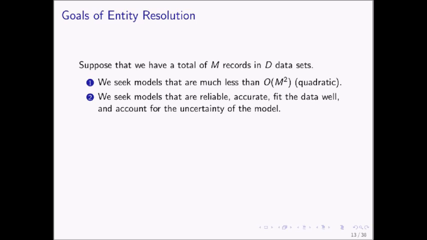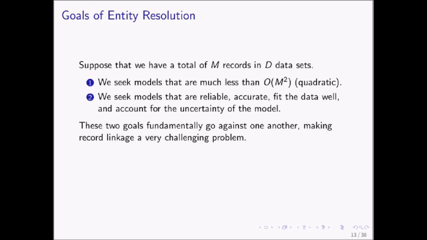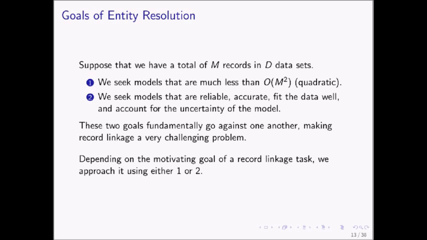And then at the same time, in number 2, we're seeking models that are reliable, they're accurate, they fit the data well, and they account for the uncertainty of the model. And when I say the uncertainty, I mean the uncertainty of this record process. And so if you think about these two goals, they fundamentally go against one another, and they make record linkage a very challenging problem. Because typically you can only have constraint 1 or constraint 2, and it's very difficult to have both of them at the same time.